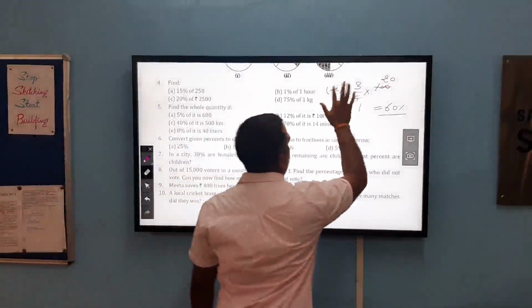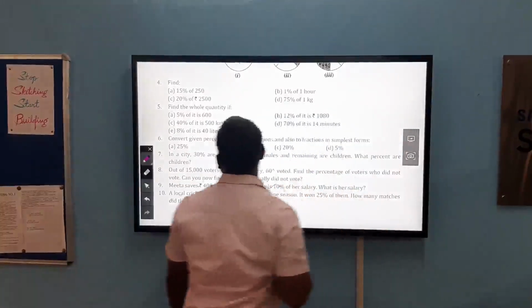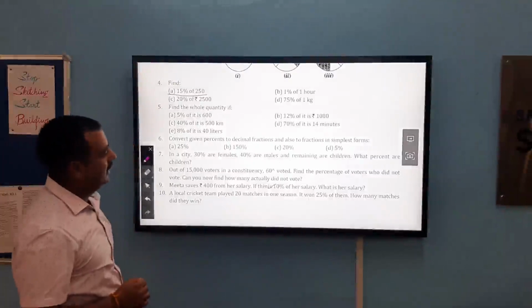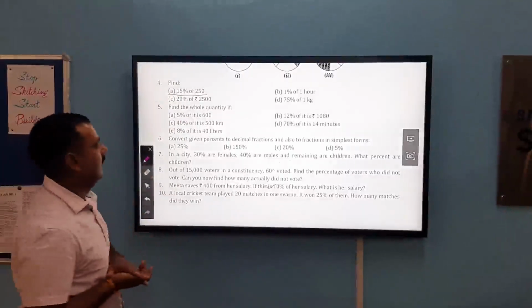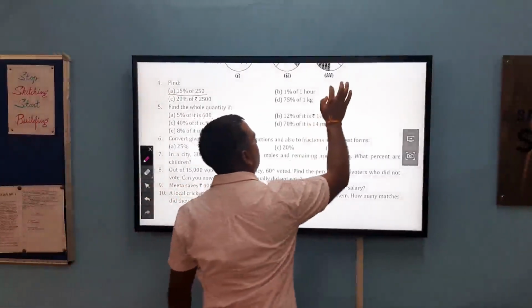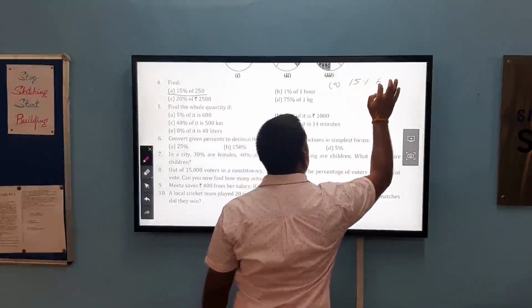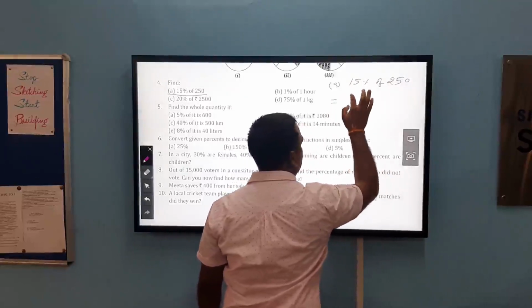Now, question number 4. As a percentage part, find 15% of 250. Now, this is important question. We have to find 15% of 250. So, we write this relation in a simplified manner and then simplify it. 15% of 250. So we simplify it like that.